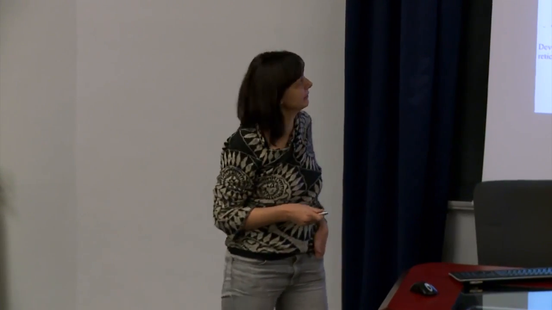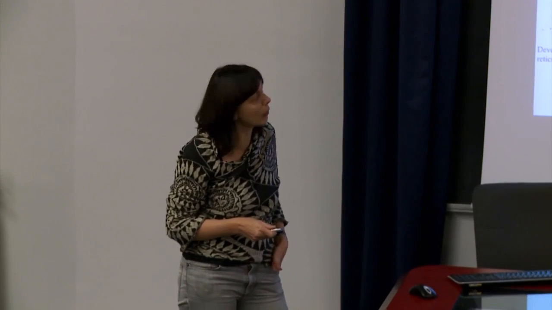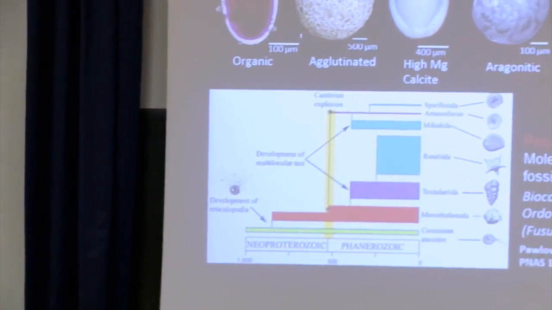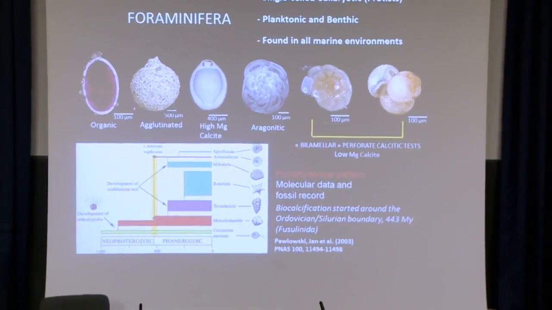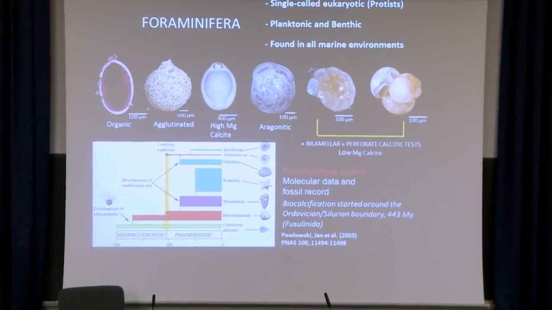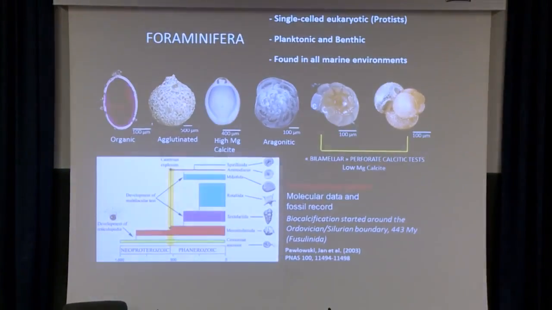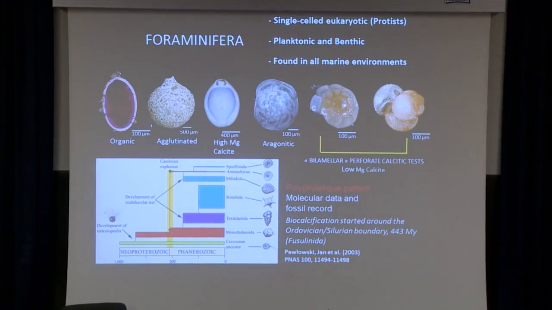Foraminifera are very fascinating, at least for me, single-celled eukaryotic microorganisms. They live in all marine environments, but also sometimes in freshwater environments, and can be planktonic and benthic.